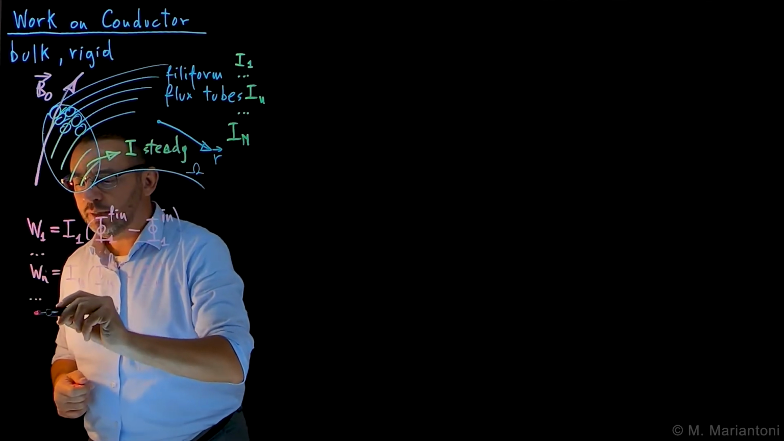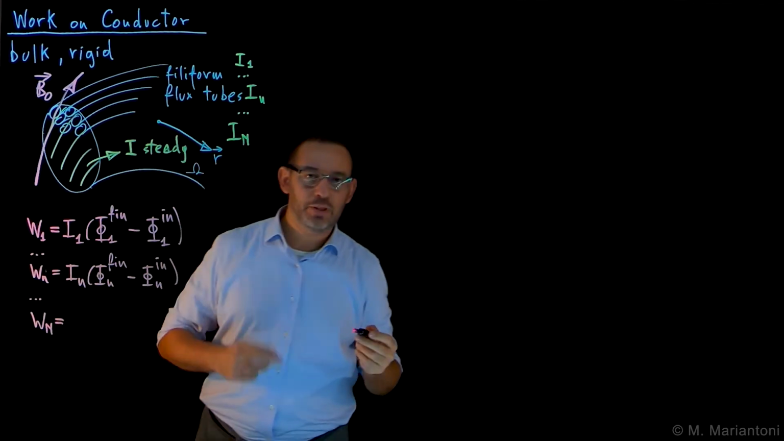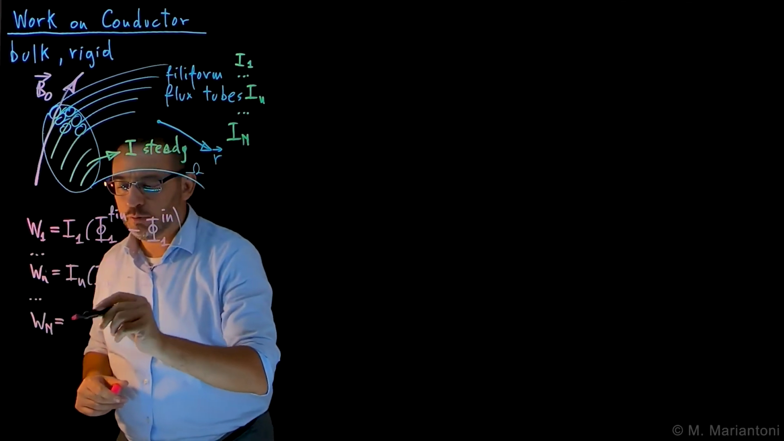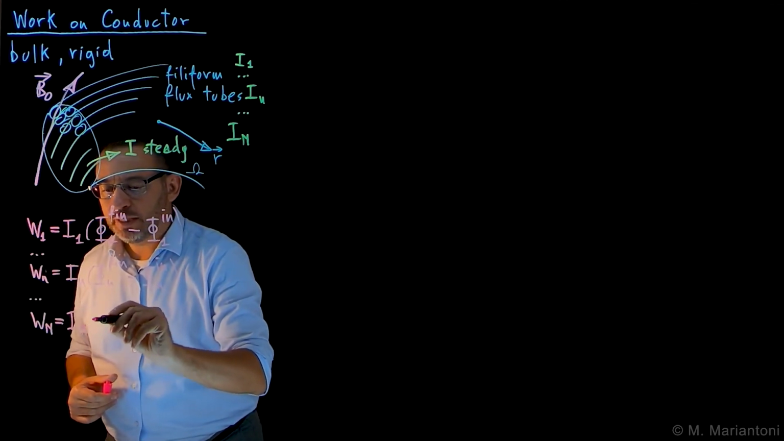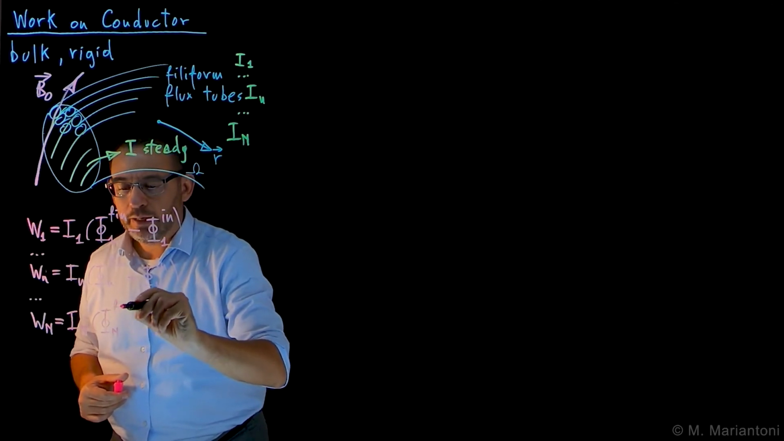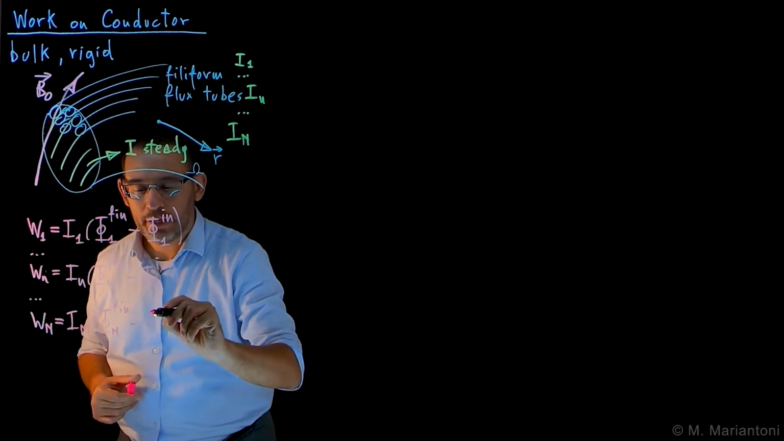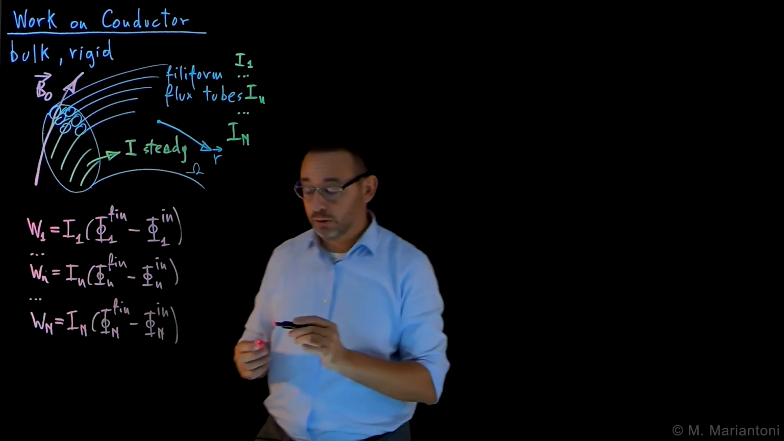And finally, on the last one, if I were to integrate over this filiform or quasi-filiform flux tubes, I should go to infinity. In this case, I just call it capital N, just a large number: phi capital N final minus phi capital N initial. Great, these are all the works.